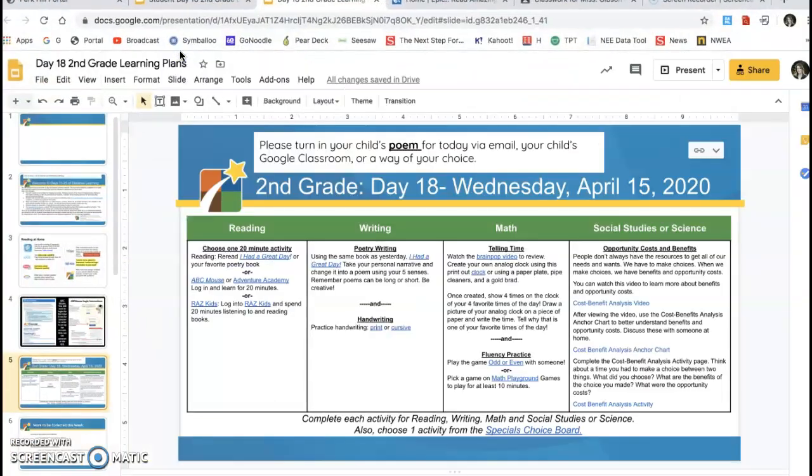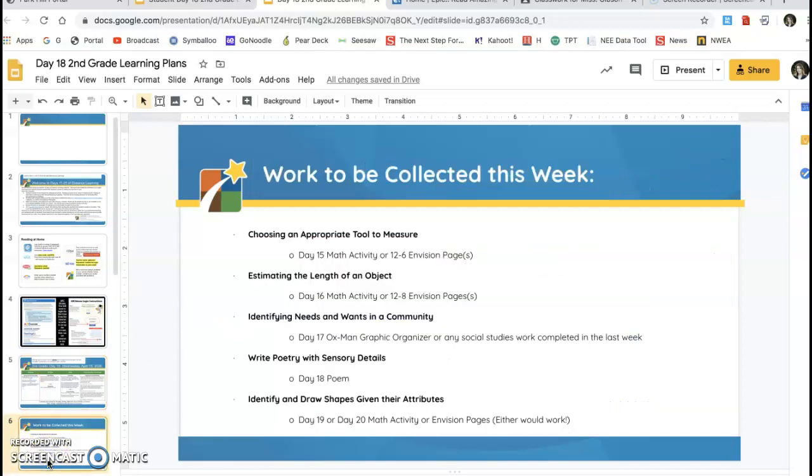Just a few updates on this Google slide presentation before we jump into day 18. I do now have, underneath the daily instruction slide, a work to be collected this week slide, so when you get on, or for Monday, you'll know everything for that week you need to collect. There are 9 standards total. So this is 1, 2, 3, 4, 5 standards. So you're actually knocking out a lot of it this week. If you send me all these things, that's 5 out of the 9 your child can get a DL on.